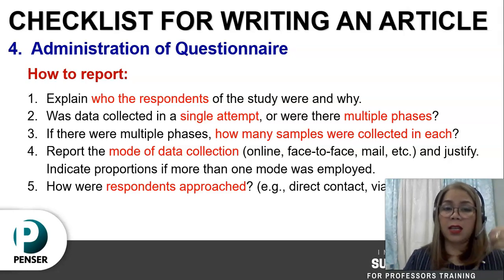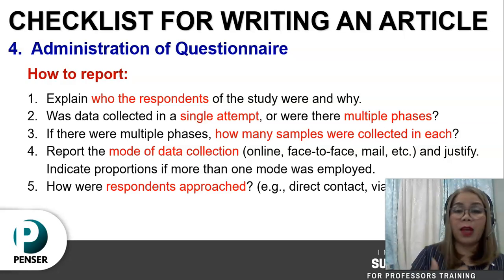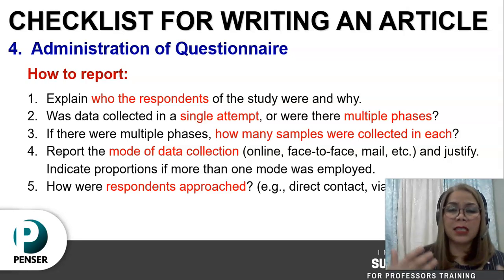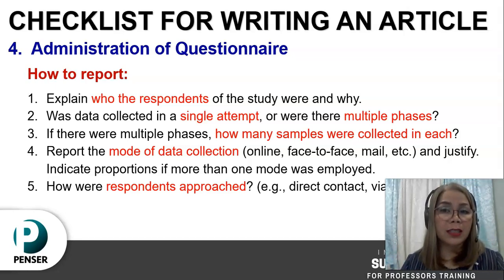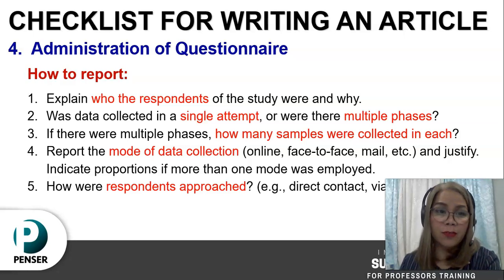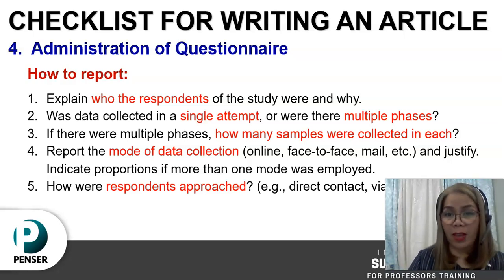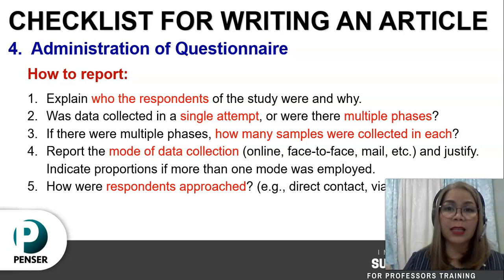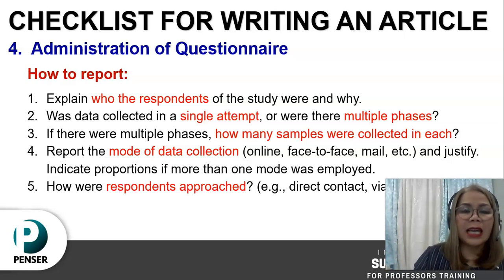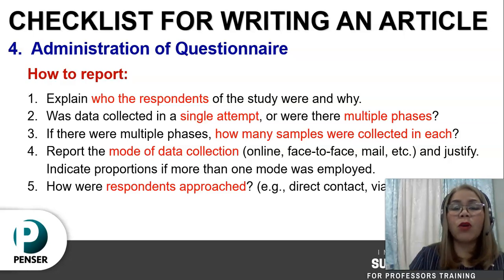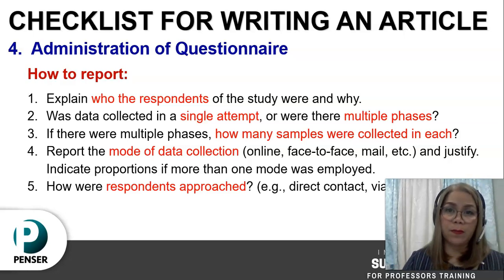Was it done in a single attempt or in multiple phases? If there were multiple phases, describe how many samples were collected in each phase of the study. And then report the mode of data collection. Is it face to face? Is it through mail? Is it through telephone? And then justify why you use that kind of data collection. And then indicate the proportions if there was more than one mode employed.